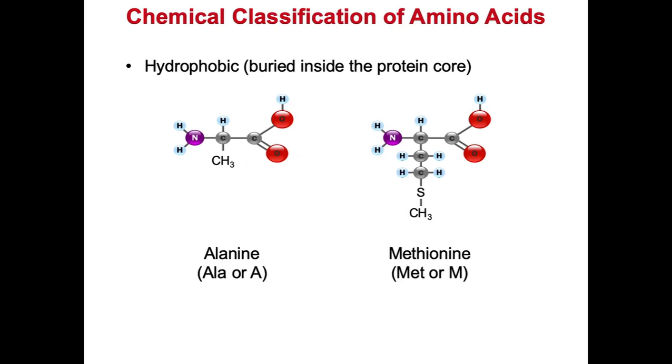Hydrophobic residues, so these will usually have methyl groups on the end, so these don't like to be exposed to water, and these are quite often buried deep inside the protein when it's folded. Example here is alanine, or ALA, or A for short, and then methionine, also known as MET or M. So methionine is the amino acid that usually starts off the polypeptide chain for every protein that's made. So it's usually the first amino acid of every single protein.